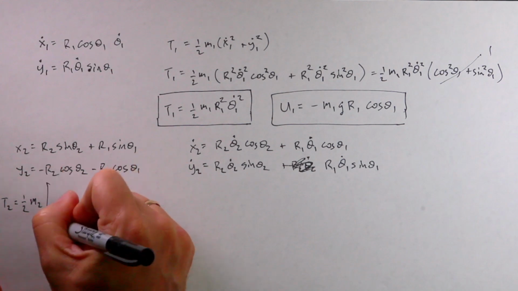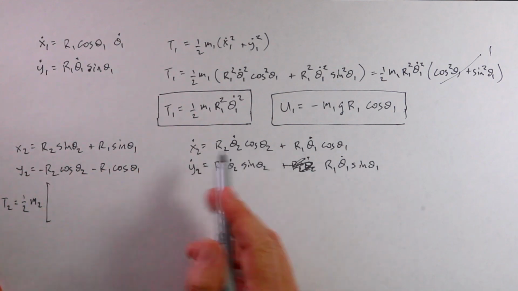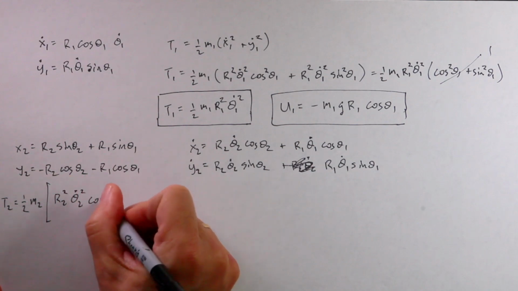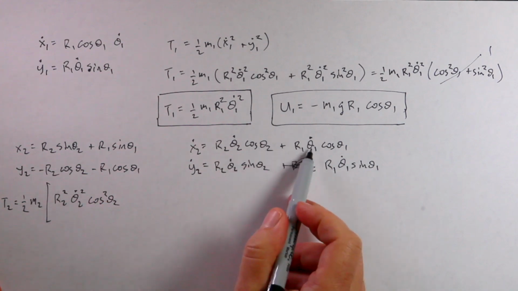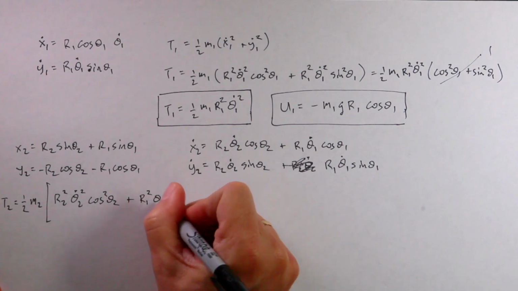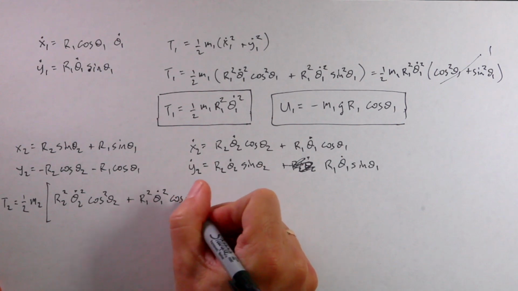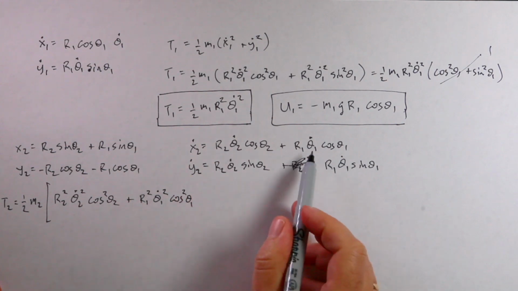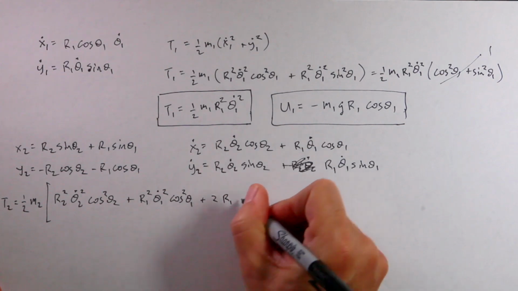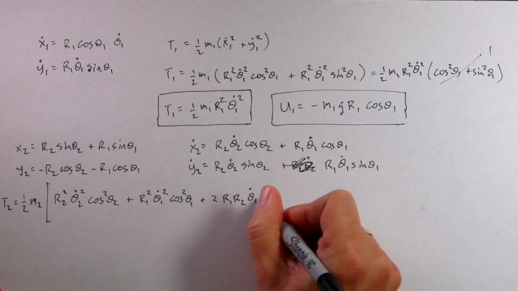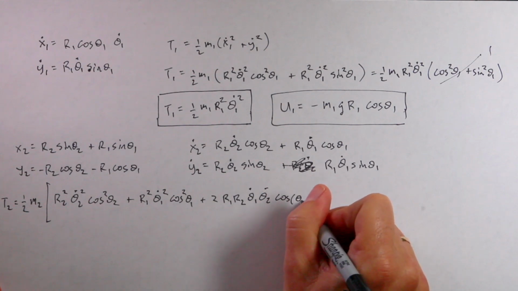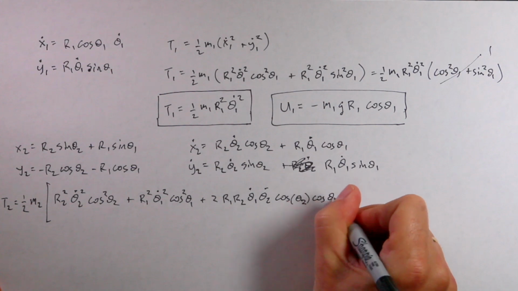Okay, so now I'm going to square this, so I can square that term. R2 squared theta 2 dot squared cosine squared theta 2. Now I'm going to square that term plus R1 squared theta 1 dot squared cosine squared theta 1. Now I'll get the cross term. So I'm going to get this times this. I'm going to get two of them. So I can get plus 2 R1 R2 theta 1 dot theta 2 dot cosine theta 2 cosine theta 1.